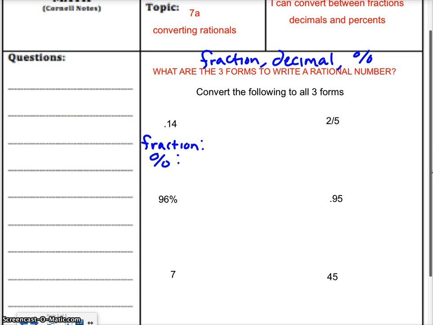0.14 as a fraction is the number over the place value. Hey, I think we just did this, which is 7 over 50. Percent, we just move the decimal 2 to the right, and it's 14%.